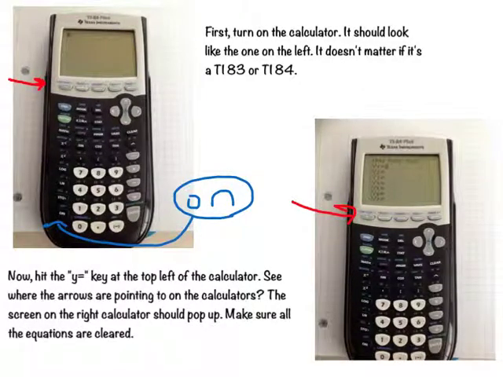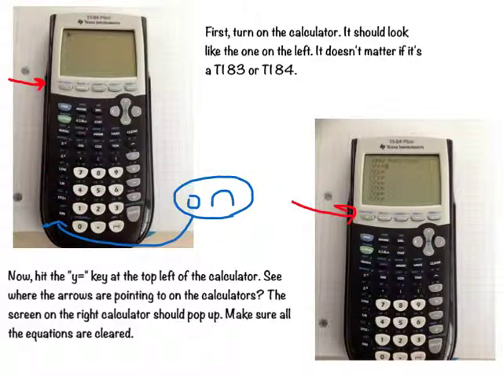Okay, we're going to get our graphing calculator ready for creating function tables. And the first thing you want to do is turn on the calculator. It should look like the one on the left. It doesn't matter if you have a TI-83 or 84. Here's the on button, so just turn it on.